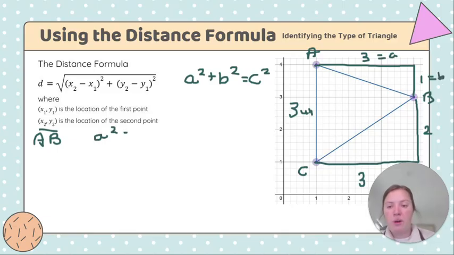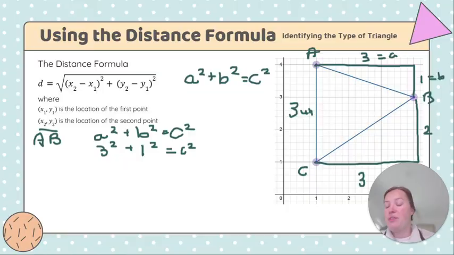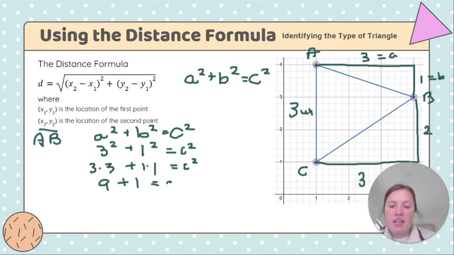So we start with a squared plus b squared equals c squared. And we replace the a with a 3. We replace the b with a 1. And we don't know c squared yet. So that is going to stay a c squared. PEMDAS tells me we've got no parentheses. So we're going to move on to exponents. 3 squared is 3 times 3. And 1 squared is 1 times 1. So this is 9 and this is 1. And so c squared is equal to 10.